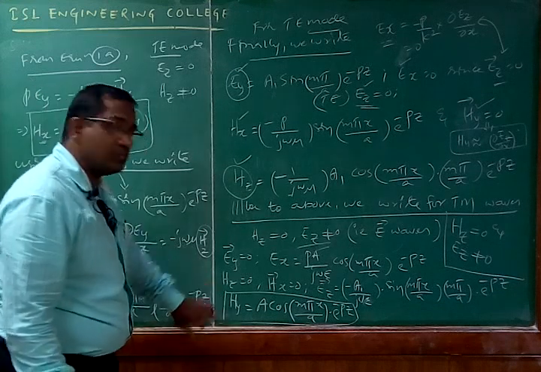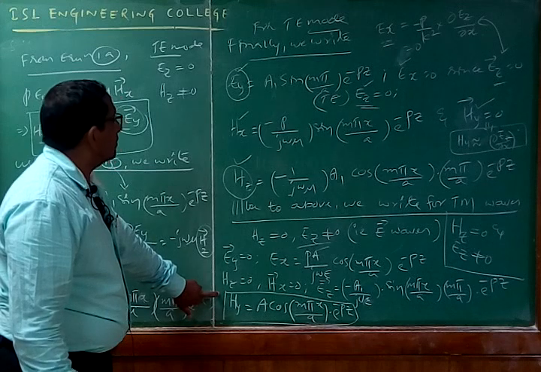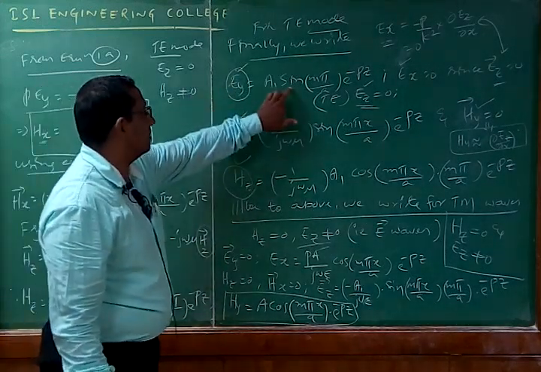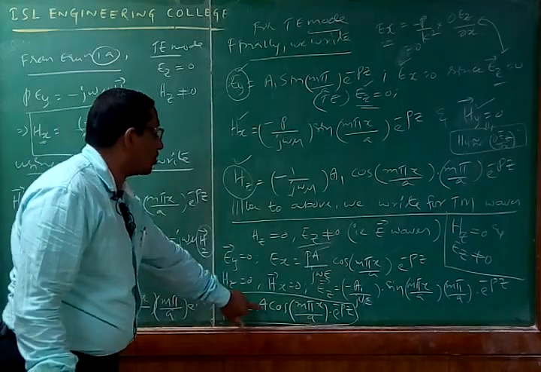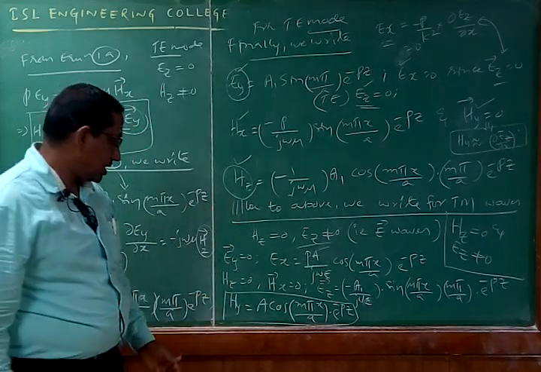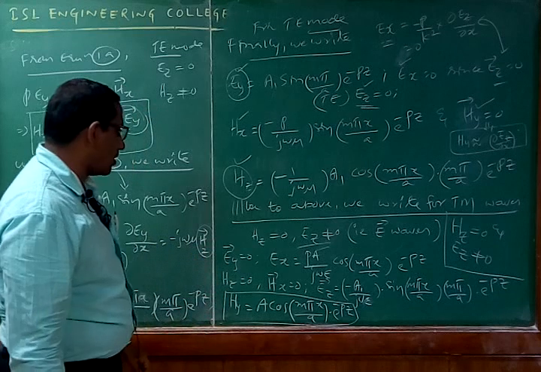Now to write the Hy equation, what can I have? It will be simply other than the Ey component. In the Ey component, if you got sine, in the Hy component you are going to get cos. So by looking into the Ey component, you can write the Hy component as a cos component. So I will be getting the Hy component here.